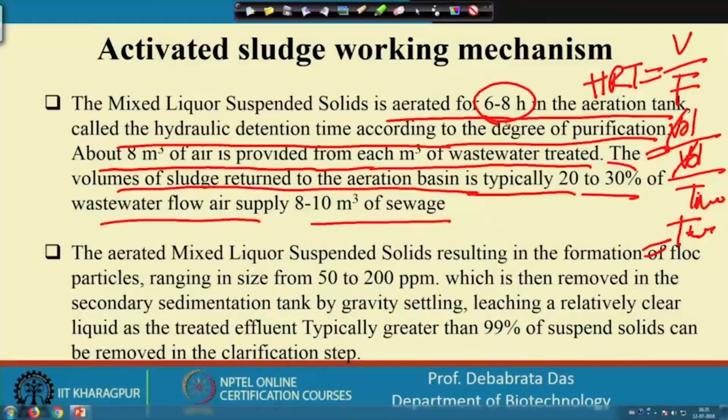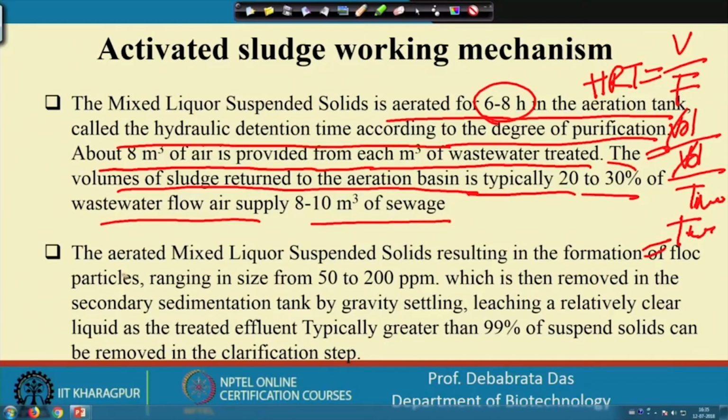Now, here air plays a very important role, because oxygen, as you know, is sparingly soluble in water, and aerobic organisms require oxygen for growth and metabolism, and microorganisms can take only the oxygen which is dissolved in the liquid. They cannot take the oxygen which is present in the air, am I right? So, that is the major bottleneck of this particular process.